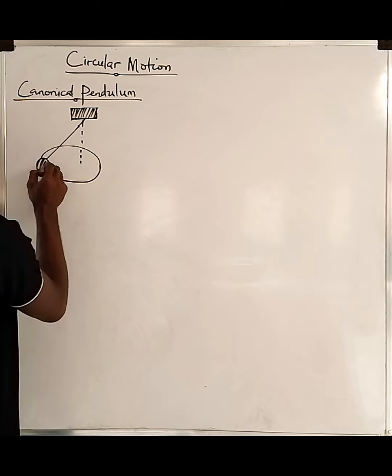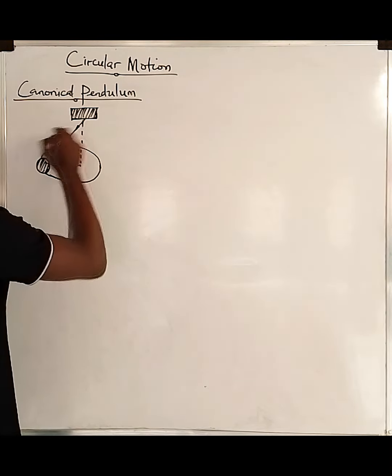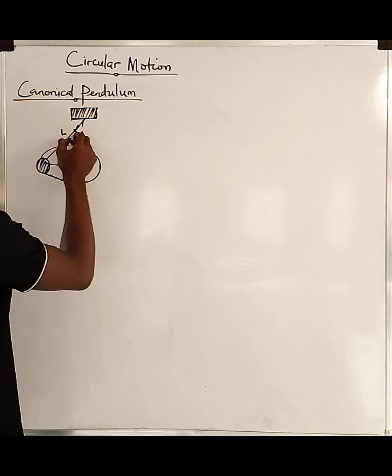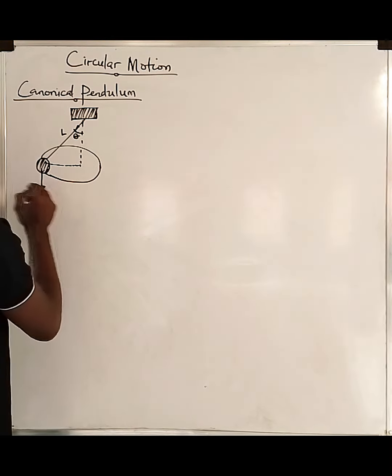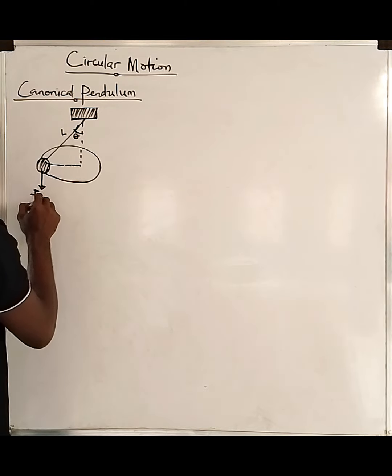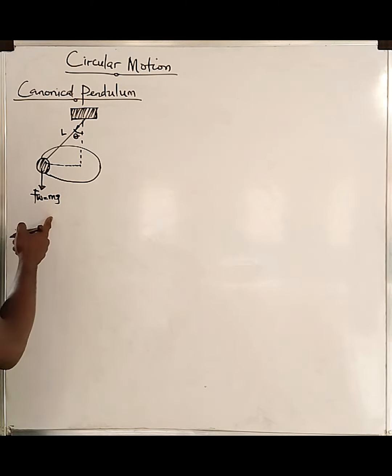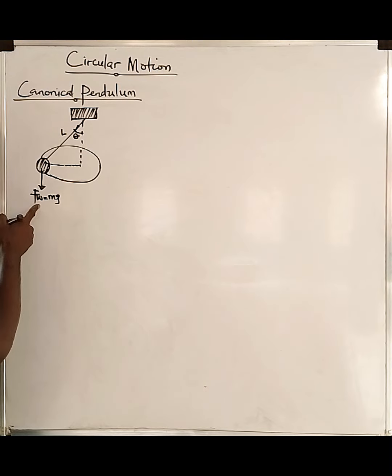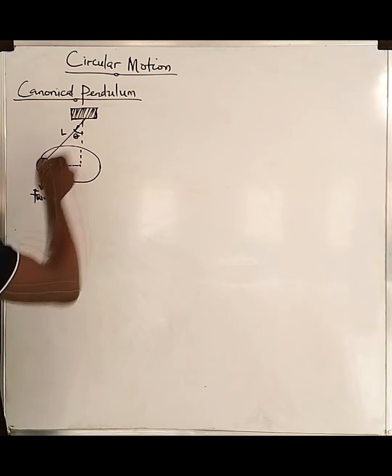You have something like this. There's a radius of the circle here. Now don't forget this is a string. The string of length L makes an angle of theta with the vertical. This pendulum has a weight, a downward weight. Weight is mass times gravity. This weight is a kind of force also, while there's the length of the string of the pendulum.